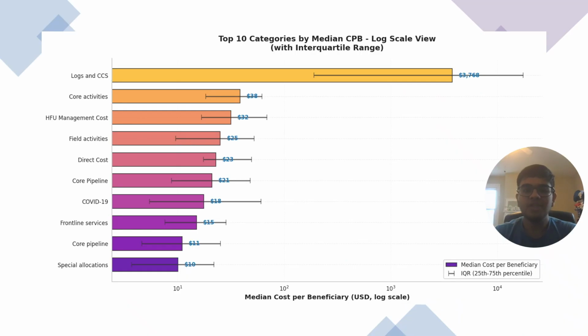This chart compares the top 10 allocation categories by median cost per beneficiary, shown on a log scale to handle large differences. Each bar is the median and the error bar shows the interquartile range. Logs and CCS stands out with a much higher median cost, reflecting fixed logistics and coordination cost, while frontline and pipeline services cluster around $10 to $12 per beneficiary, indicating more consistent delivery efficiency. This provides a clear standardized benchmark for comparing efficiency across categories.